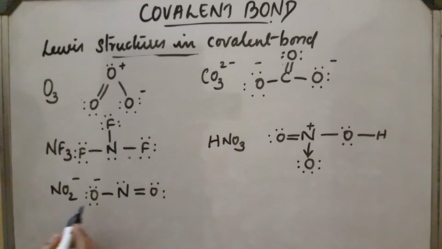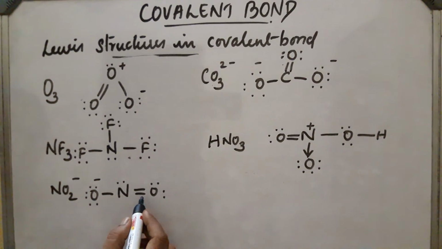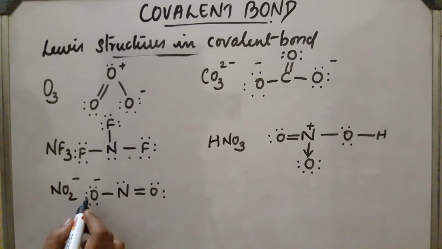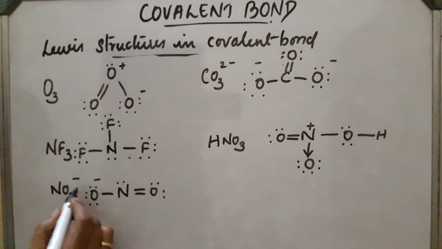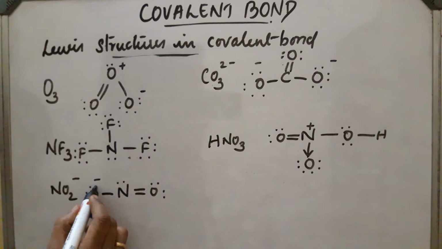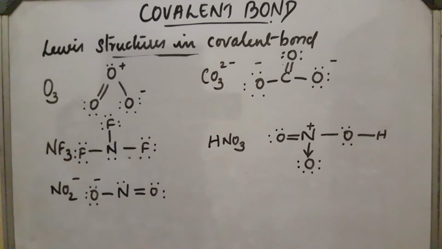Then NO2 minus. Here nitrogen contains 5 electrons. 1 is used for bonding here, 2 here and 1 lone pair of electrons. This oxygen uses 2 electrons for bonding, remaining 4. Here 1 is used for this bond. So remaining only 5 electrons. But there is a minus charge, 1 electron extra. So it gets a minus charge. So it gets 6 electrons. So like this we can draw the Lewis structures of different atoms and covalent bonds can be drawn.